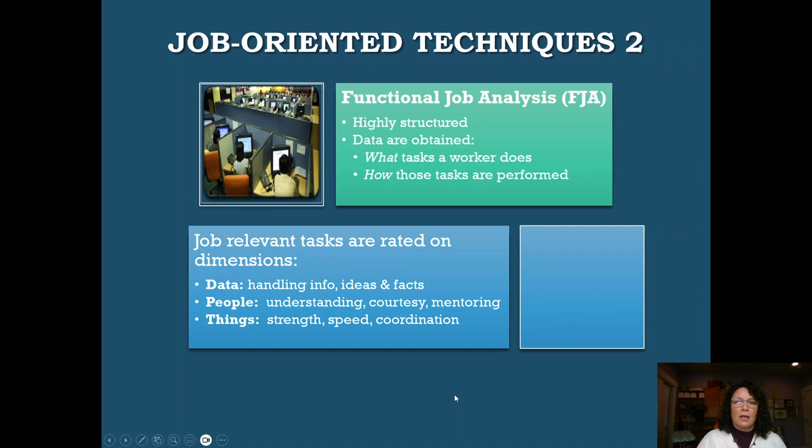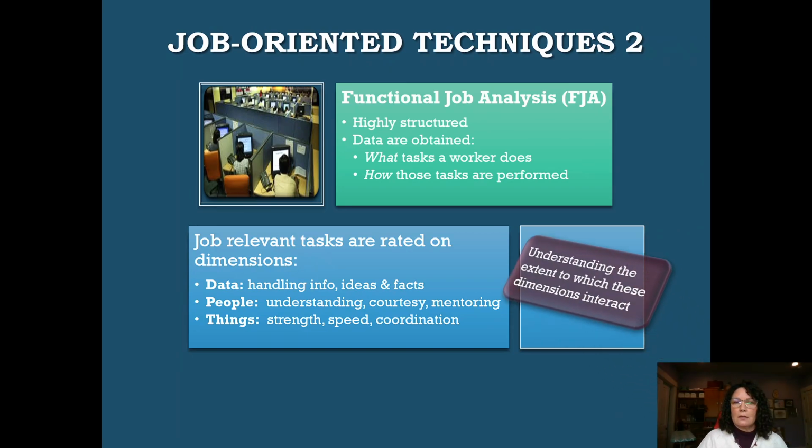But the key thing is that you get that data, and then you as the IO psychologist would rate the tasks as data, people, or things tasks. And I've given you a couple of ideas of what data is and people are and things are. So in order to understand how the job works, we have to understand how these different dimensions that could possibly be at the job are interacting with each other.